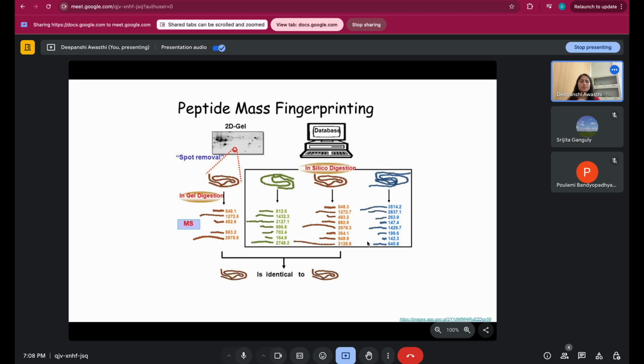In this way we are able to identify the protein which is present in the sample, because in the sample we don't know which protein is present and what the abundance of that protein is. So the comparison can be performed by comparing both the experimental as well as the theoretical peptides. I hope this is clear.